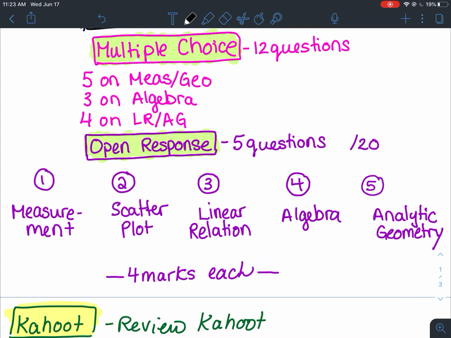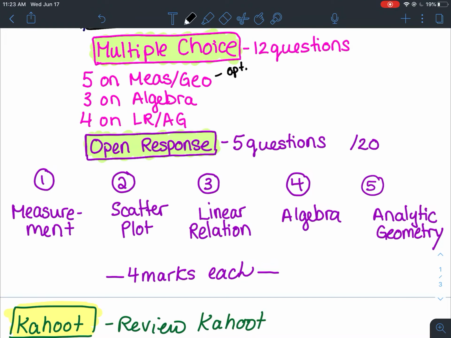Then in your open response section, you don't have to graph anything because that was too hard to set up online. So your 5 open response questions are, 1 you'll have on measurement. So it could be like finding the area or the volume or the surface area or the perimeter. It could be anything like that. Or optimization, although I'll just leave that out. Your optimization question is a multiple choice question.